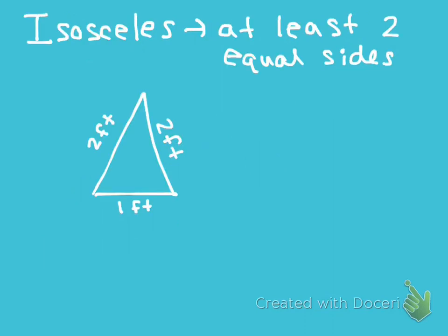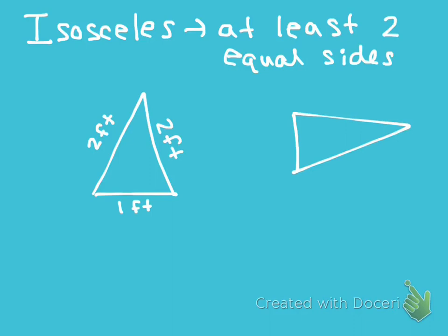Another type of triangle is an isosceles triangle. It must have at least two sides with equal sides. So here we have two sides that are 2 feet and one side that's 1 foot. So this matches the definition, at least two equal sides.